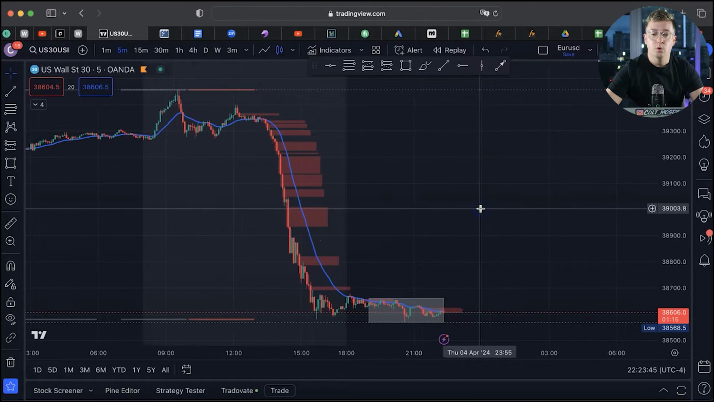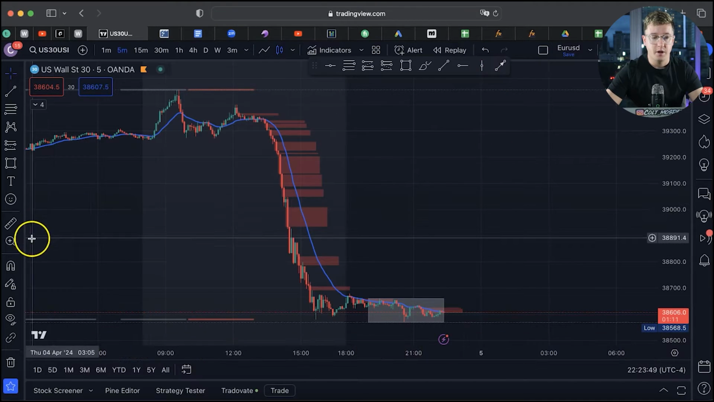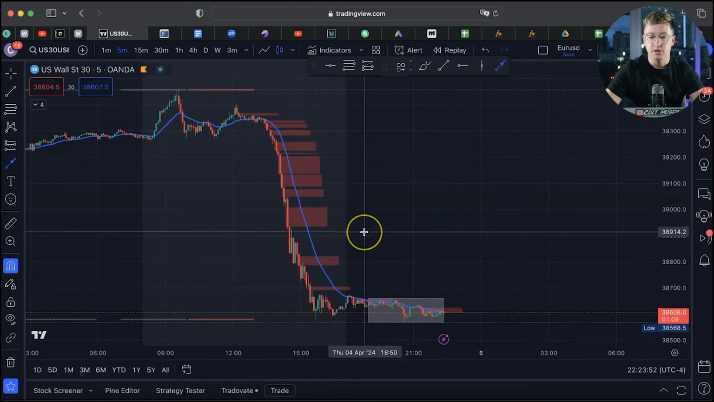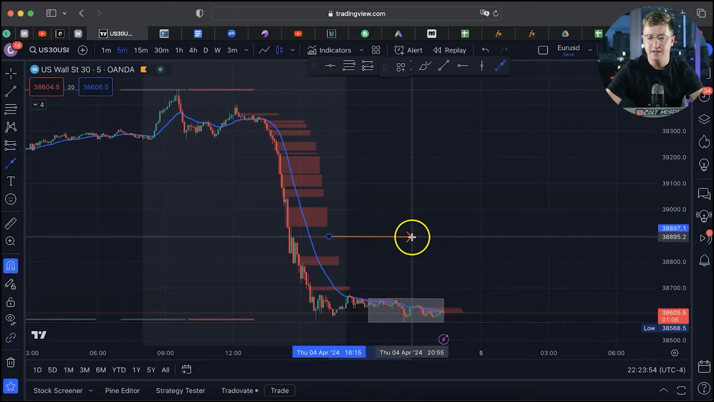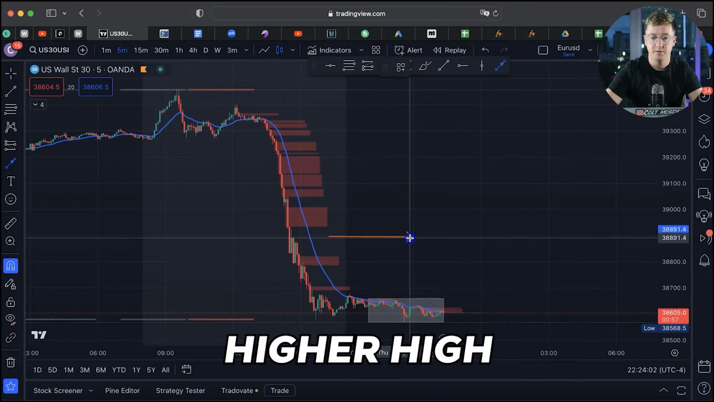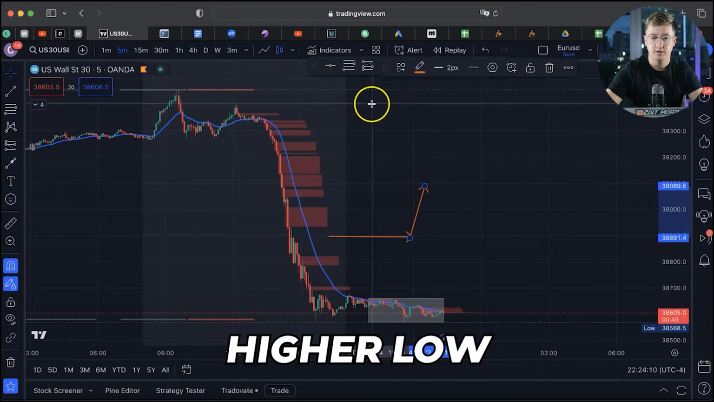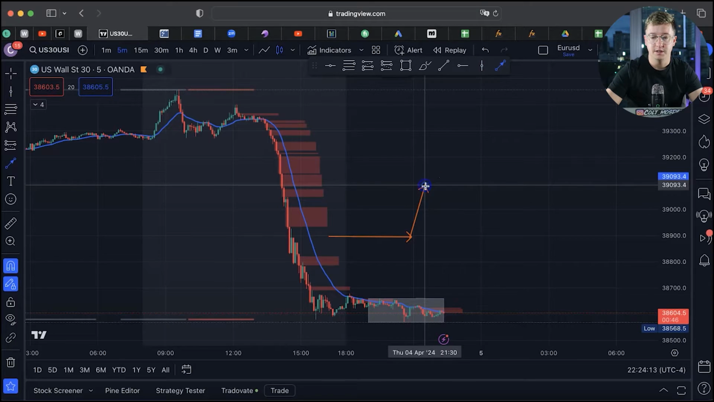So what is the setup that we are currently looking for? I'm going to give you guys the sauce. Usually what we want to see is price make a low. And then we want to see price push up to make a higher high. Then we want to see price make a higher low. So let me get this tool again. Want to see it make a higher low.